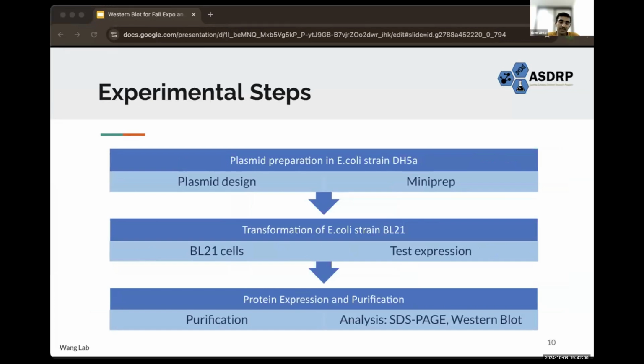So the first step is to isolate a plasmid from bacteria through a process called mini-prep. This plasmid will contain the marker proteins that our lab is developing. The next step is to test the expression of that plasmid by transforming the plasmid into bacteria such as E. coli. Then the next step is to purify these proteins from the bacteria. And lastly, we analyze and quantify the proteins using techniques such as SDS-PAGE and Western blot, and finally image.